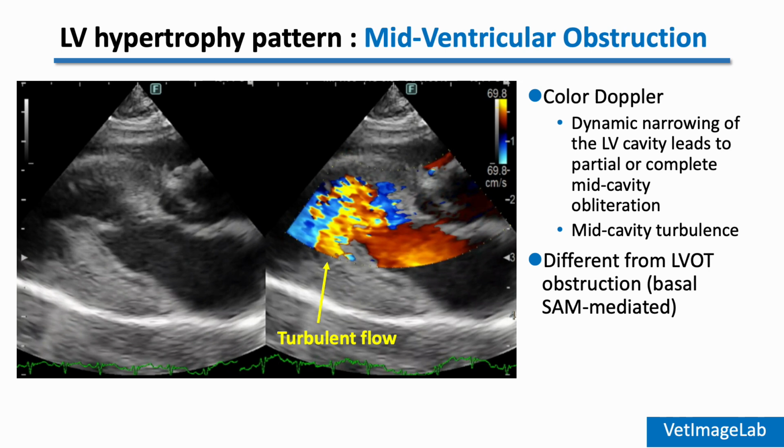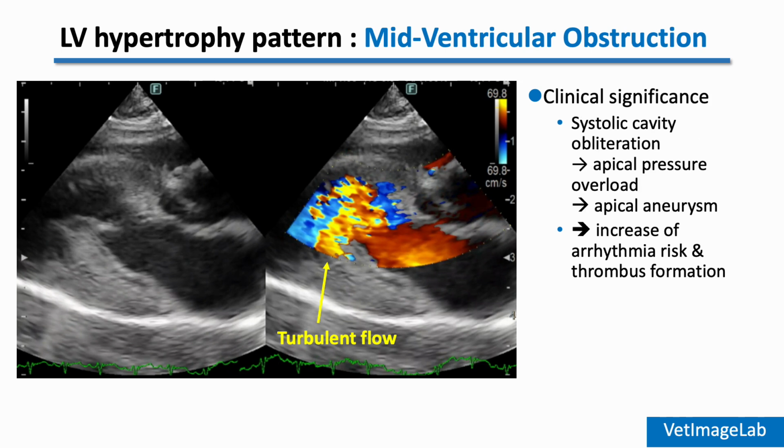In LVOT obstruction, the turbulence is seen near the aortic valve, and it is frequently associated with a focal hypertrophy pattern at the basal septum. Clinically, systolic cavity obliteration increases apical pressure overload, which may result in apical aneurysm and elevate the risk of ventricular arrhythmias and thrombus formation.